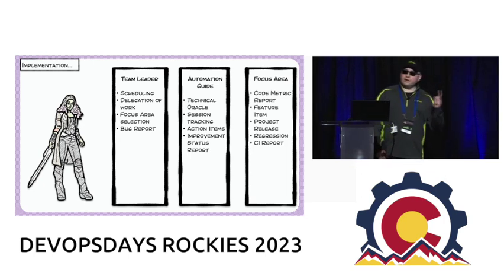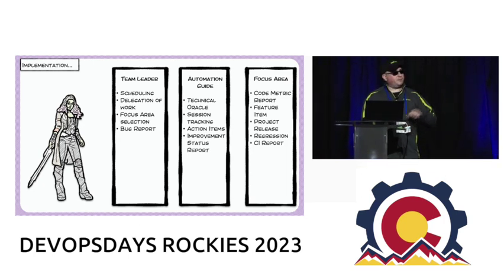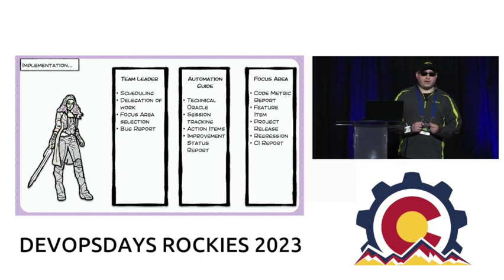roles. One is your team lead. So this is someone responsible for scheduling that session, for delegating the work that we have as action items, whether those be spikes or actual stories after, and selecting a given focus area for your refactoring session.